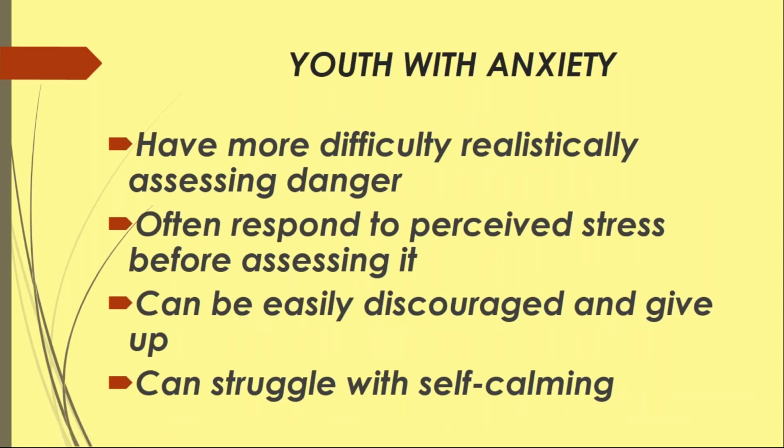So, youth with anxiety just have more difficulty realistically assessing danger. They have their antenna out, constantly seeking sources of danger. They often respond to the perceived stress before even thinking about it. So their emotional brain, or the amygdala, doesn't even let the thought get up to the thinking brain to assess how they should respond. They can be easily discouraged and give up, and they have trouble with self-calming once they are upset.